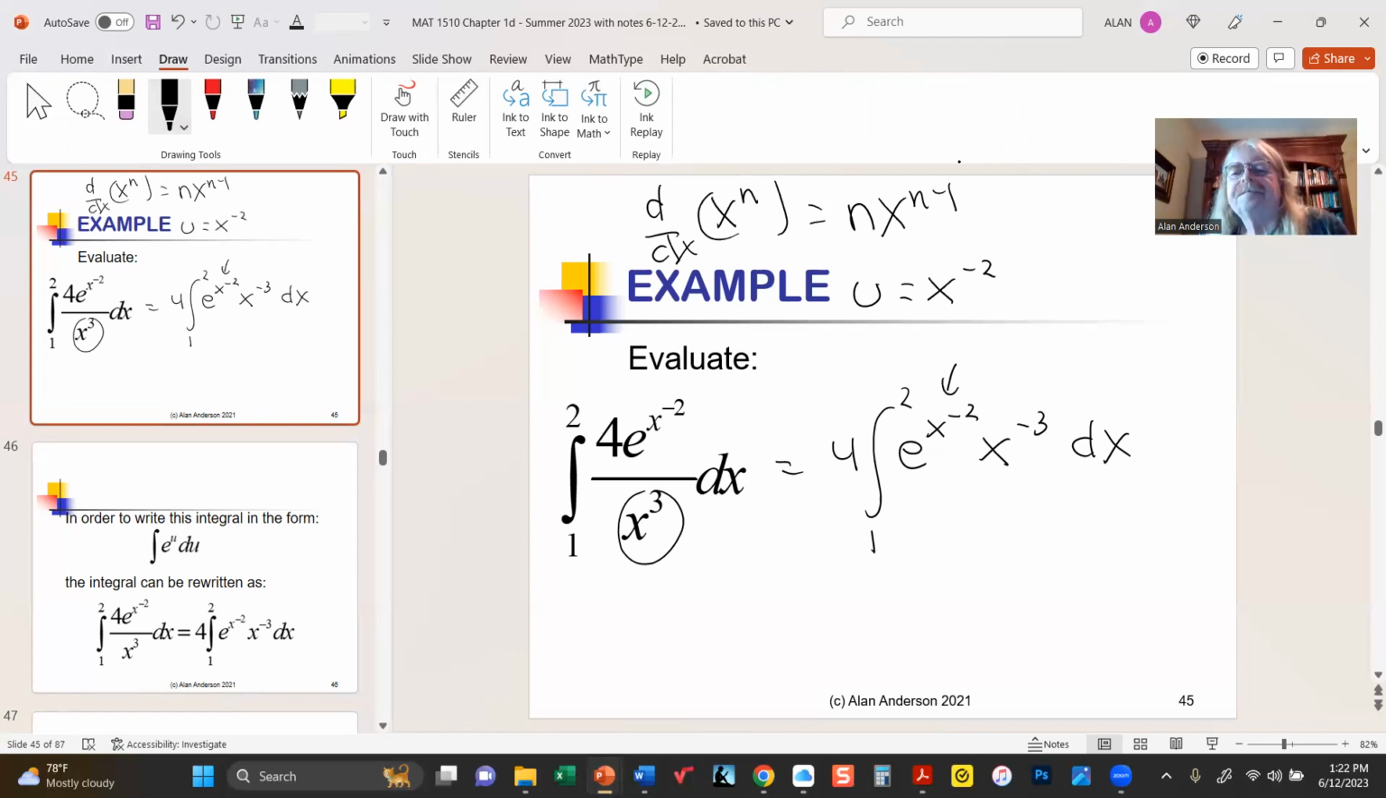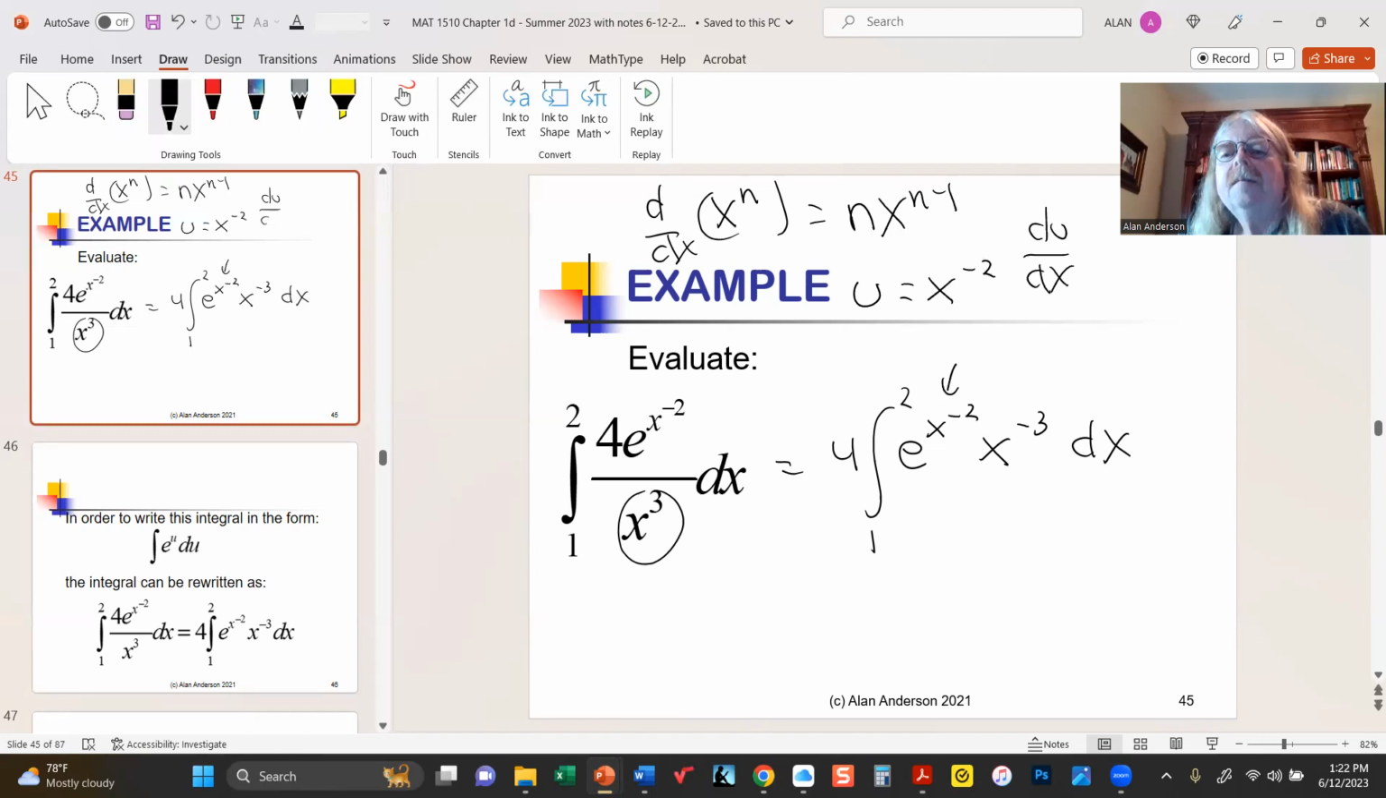Then du dx is going to be minus 2 x to the minus 3 power, based on our power rule. Do we have that in our expression? Well, no, but we have x to the minus third power.